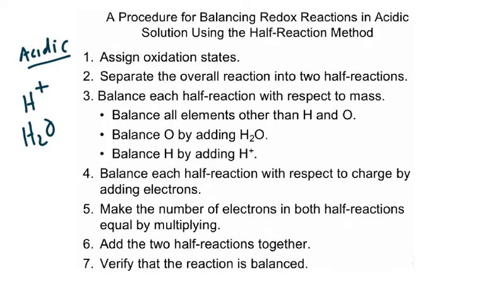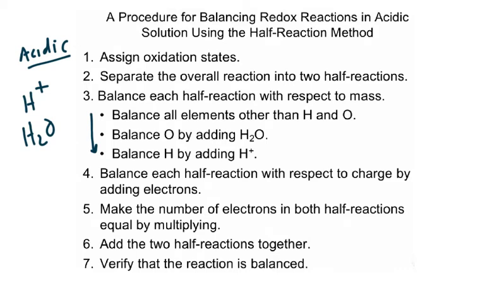So the rule goes like this. After we separate into 2 half reactions, we're going to balance any element that's not hydrogen or oxygen, and we're going to follow this exact order. Then we're going to balance oxygens by adding water to the opposite side. And then after we add the water, we balance the hydrogens by adding hydrogen ions on the opposite side. And I'll take you through the steps in a moment.